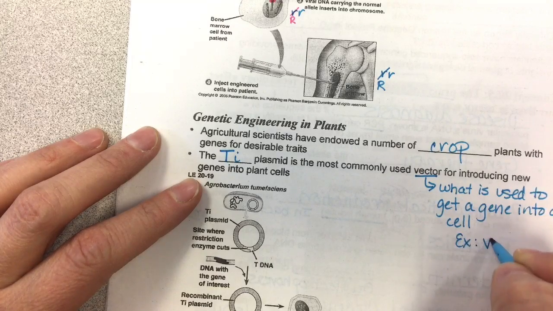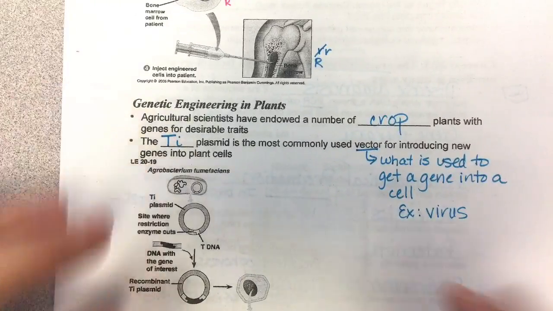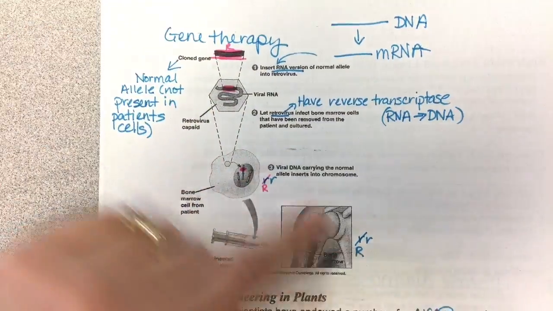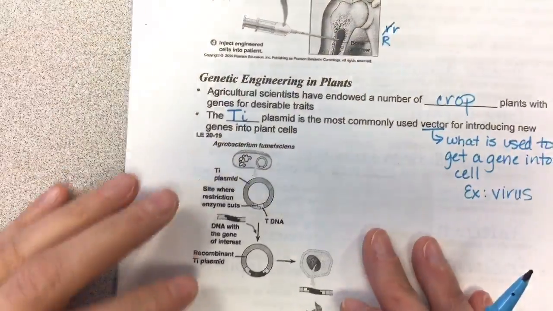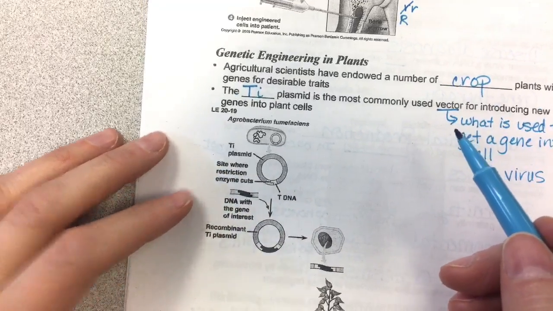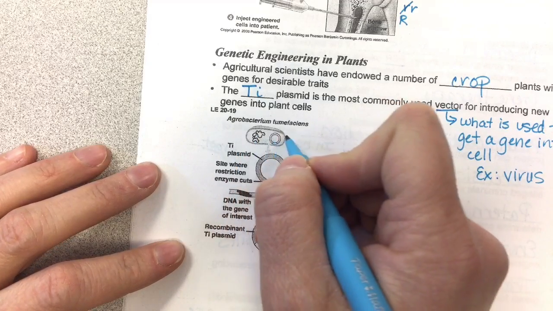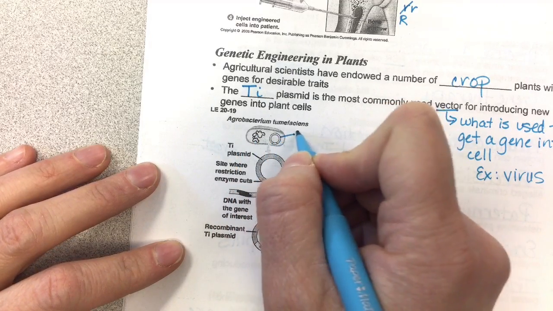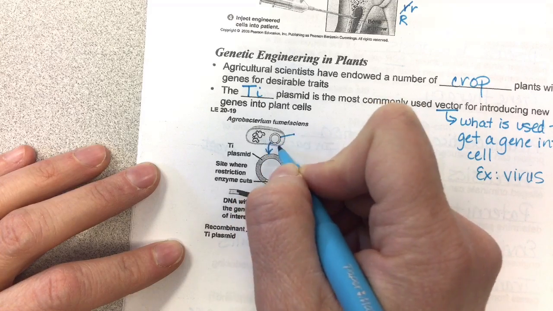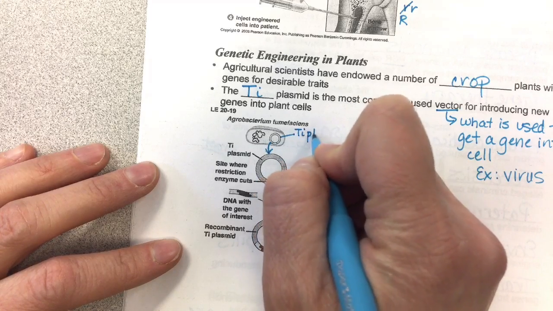So for example, viruses are a vector. Back in gene therapy, to get the gene into the cell, the vector was a virus, all right? Sometimes the Ti plasmid is used as well. So what we have here is the Ti plasmid itself. They're taking this plasmid right here and taking it out. So that's your Ti plasmid.